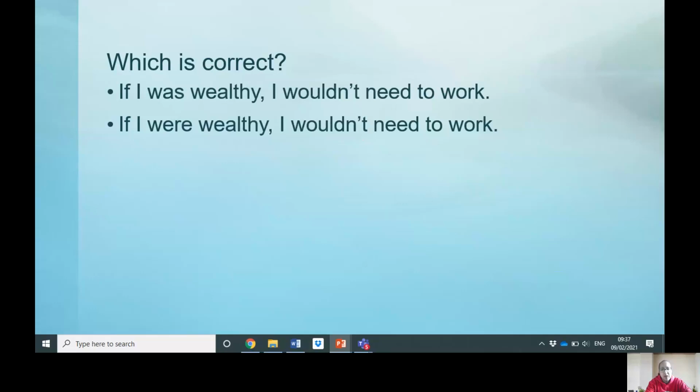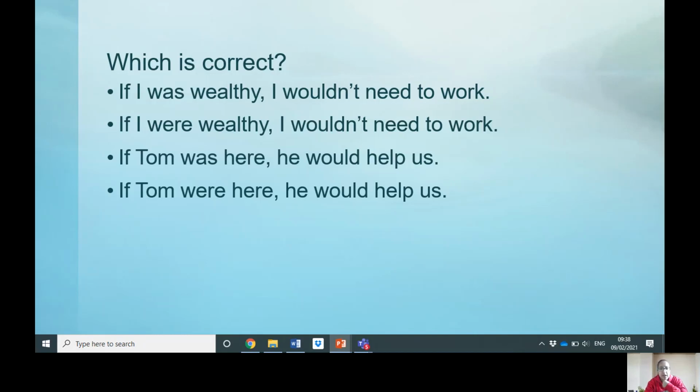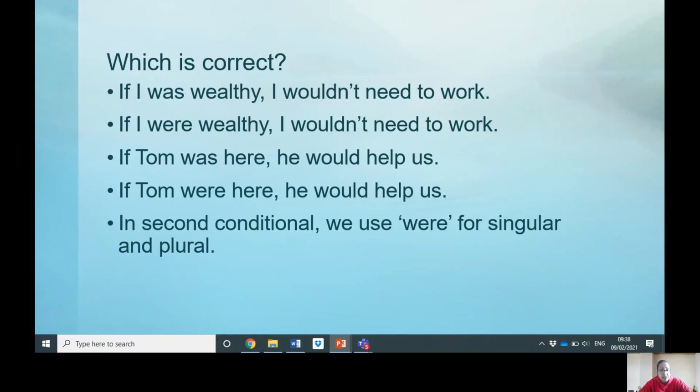If I was wealthy, I wouldn't need to work. If I were wealthy, I wouldn't need to work. This example. If Tom was here, he would help us. If Tom were here, he would help us. Which is right? I've heard both. Well, in the second conditional, we use were for both the singular and the plural. So it should be, if I were wealthy, I wouldn't need to work. If Tom were here, he would help us.